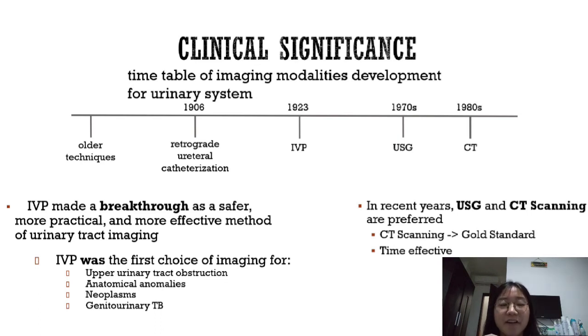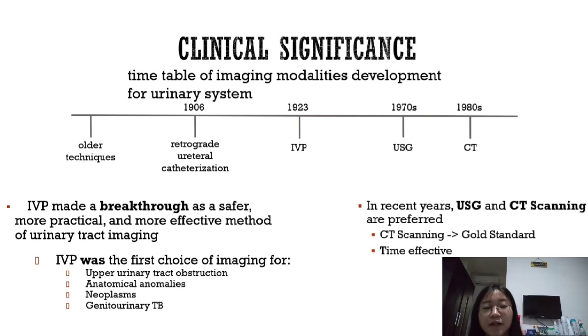So the invention of IVP in 1923 really made a big breakthrough in the study of urinary system disorders, as it can visualize the kidney, bladder, and ureter with a more practical, more effective, and a lot safer procedure. IVP used to be the gold standard for the imaging of upper urinary tract obstruction, anatomical malformations and or anomalies, neoplasms, and genitourinary tuberculosis.